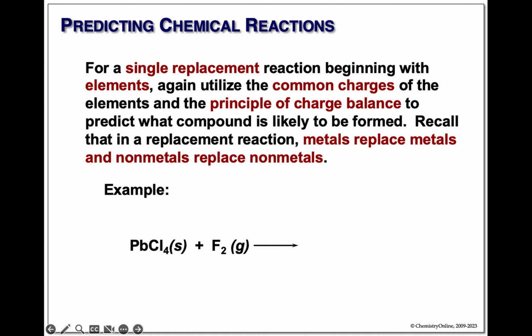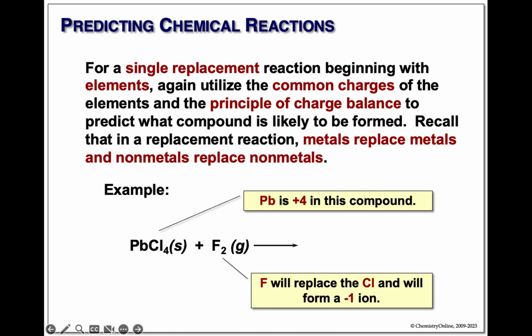Fluorine is a nonmetal. It will replace the nonmetal in lead 4 chloride and should form chlorine. Lead is +4, it won't change. Fluorine will replace the chlorine. Okay. Now, is this equation balanced? Nope, it's not.